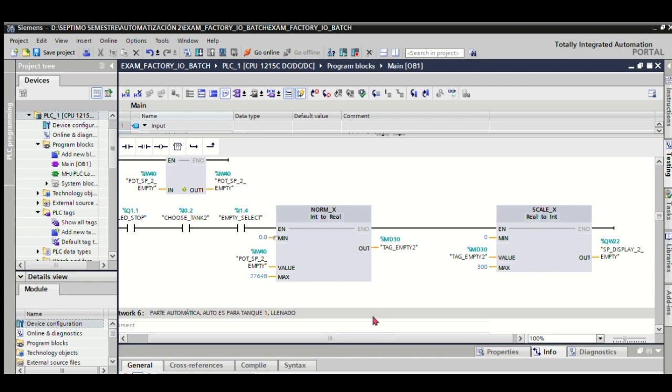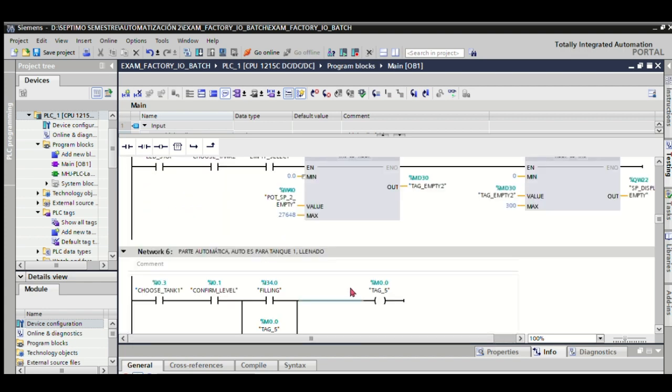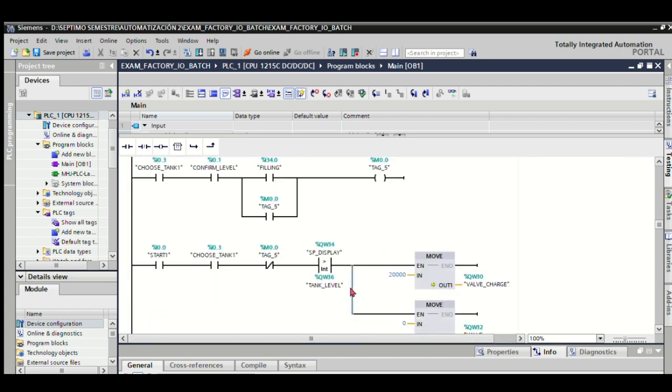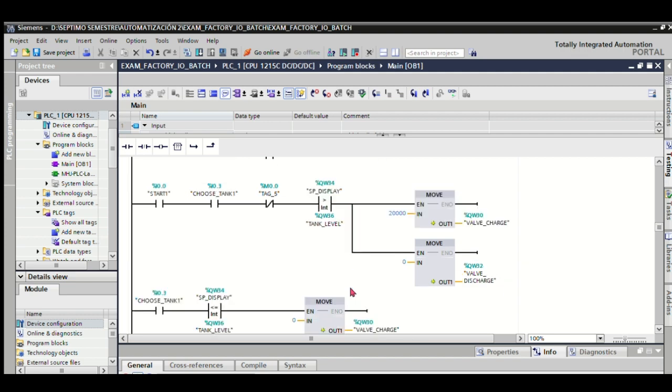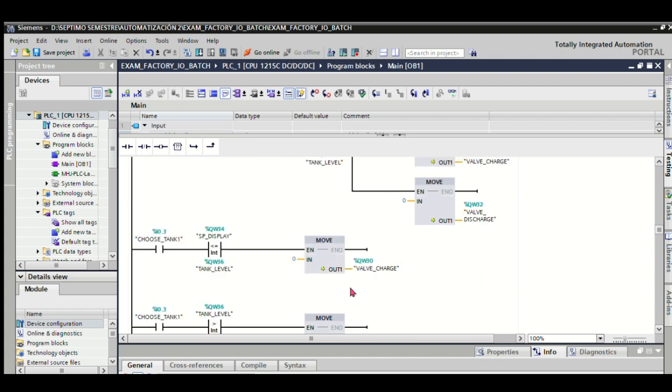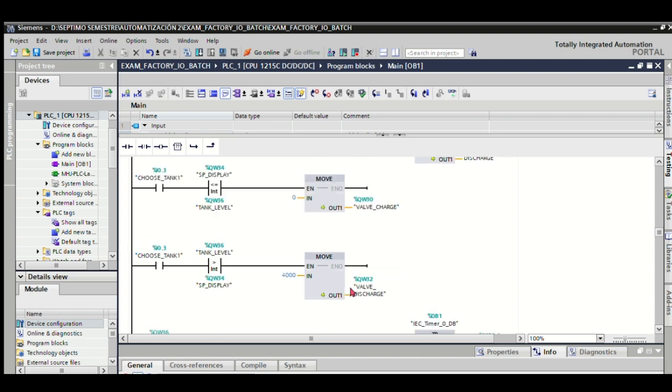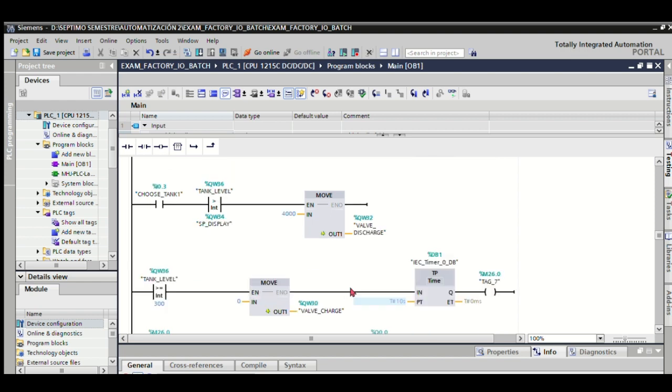In Network 6, the filling of tank 1 is programmed. For this, the tank 1 selector is used and comparators are used between the amount entered by the potentiometer and the tank level, which are displayed on their respective screens. If the potentiometer value is greater than the tank level, the filling valve of tank 1 opens. If the potentiometer value is less than or equal to the tank level, the filling valve stops.